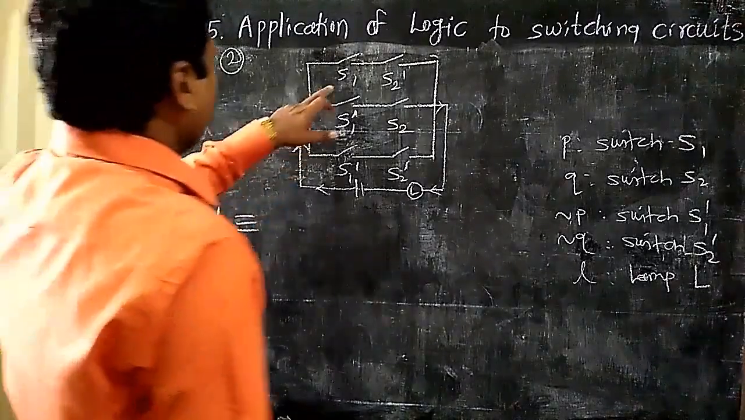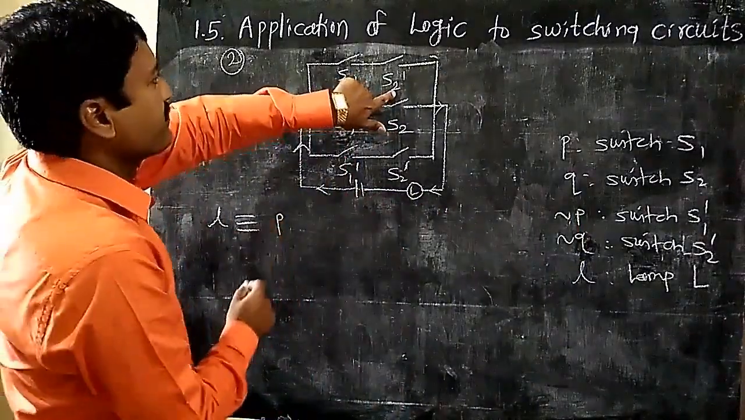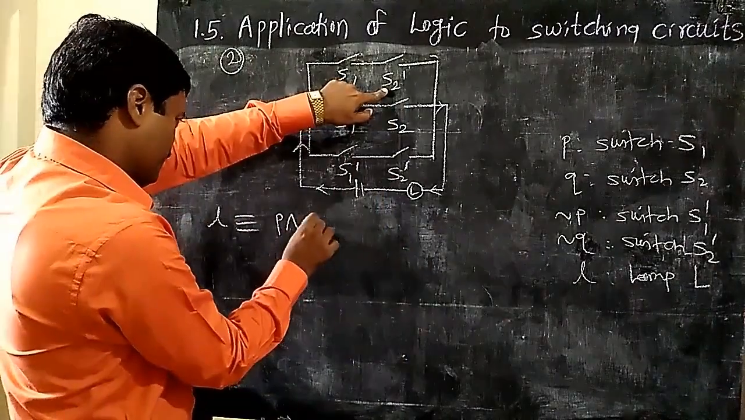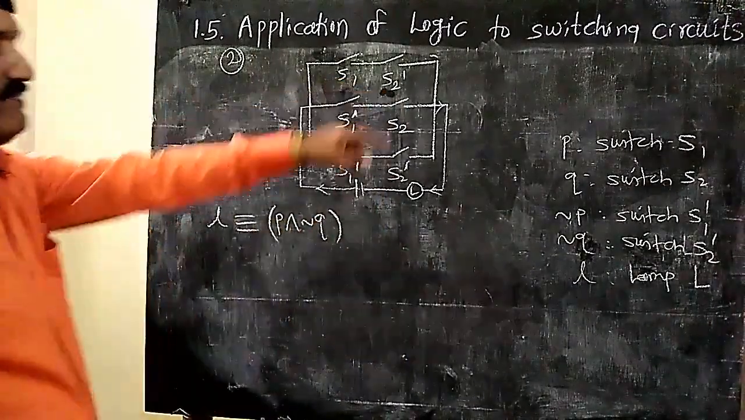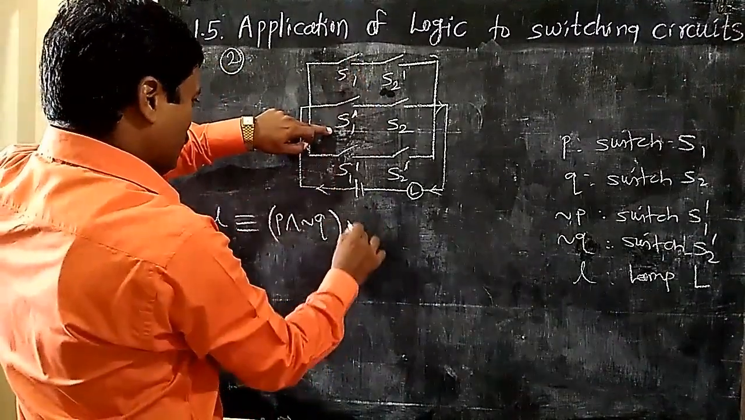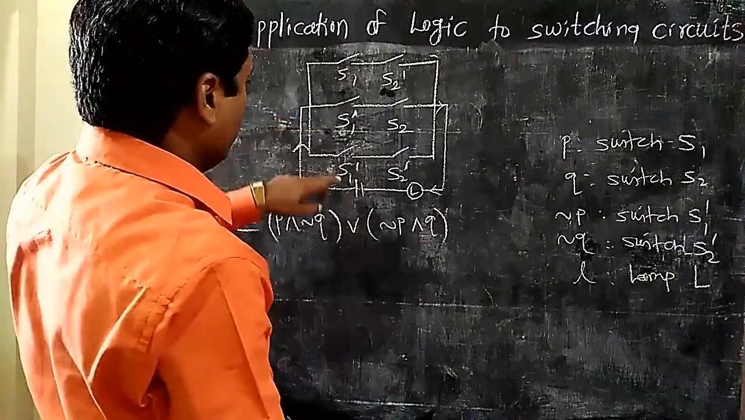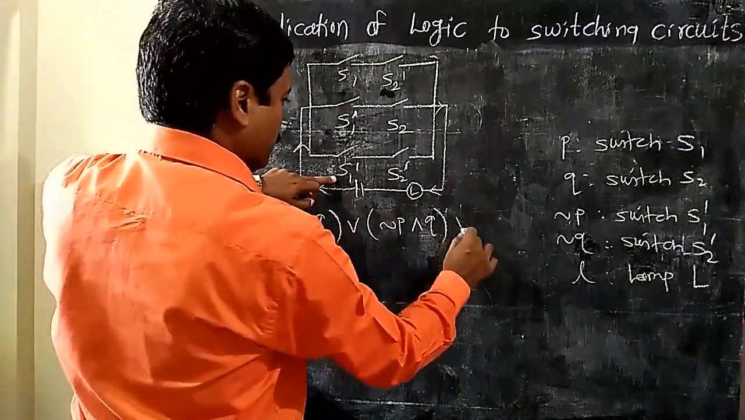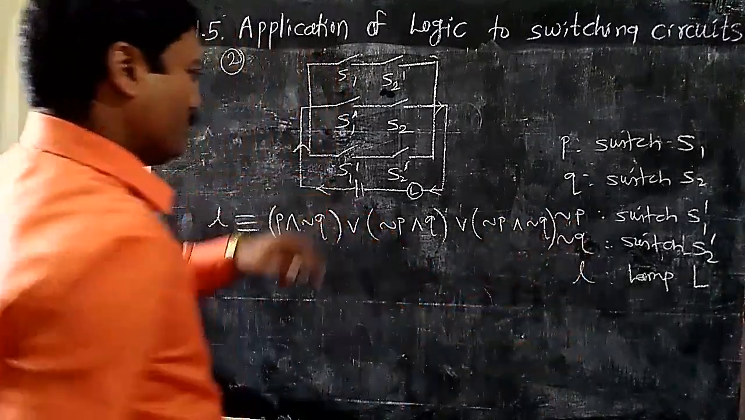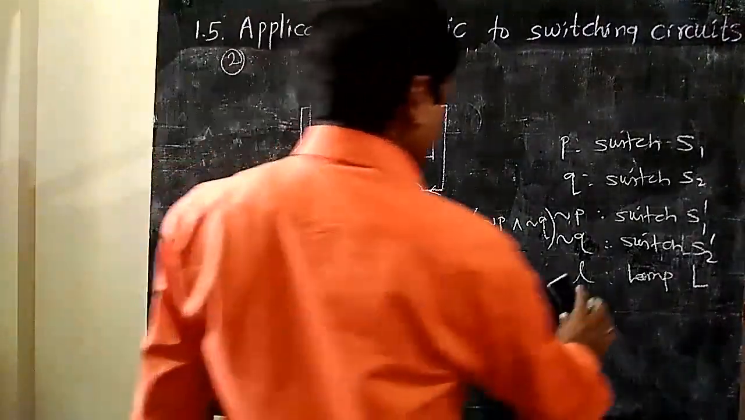Write in symbolic form. S1 and S2 dash are in series. So S1 means P, S2 dash means negation P. They are in series, so conjunction. So P and negation... After that, this S1 dash means they are in parallel, so negation P and Q. And the last one is negation P and negation Q. So this is the symbolic form of the given switching circuit.